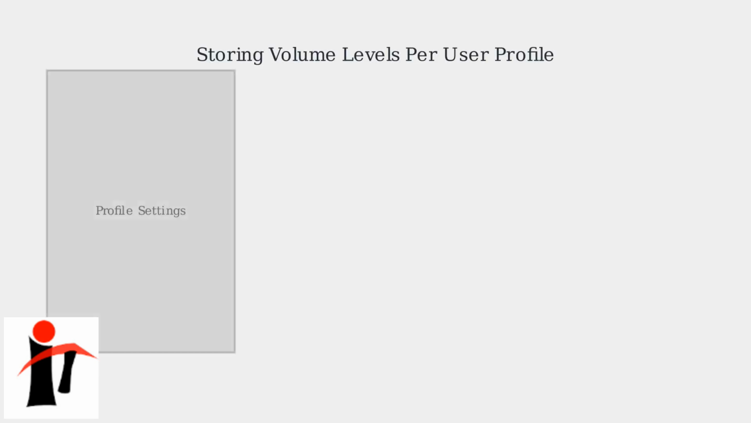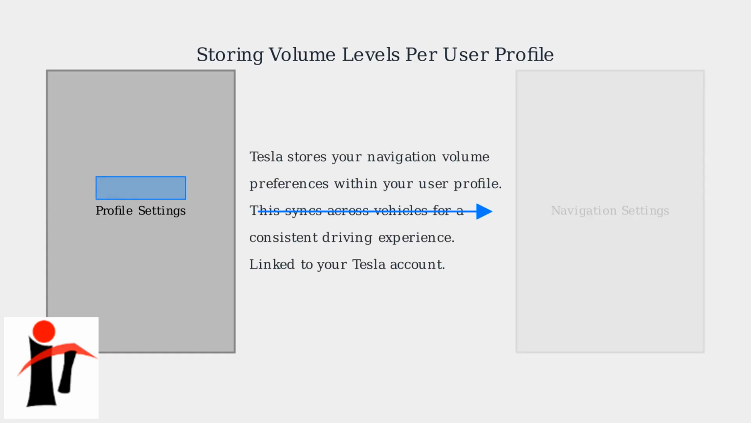Tesla stores your navigation volume preferences within your user profile, which syncs across vehicles. This ensures that your preferred volume levels are automatically applied whenever you drive, maintaining a consistent and personalized driving experience. This feature is linked to your Tesla account.